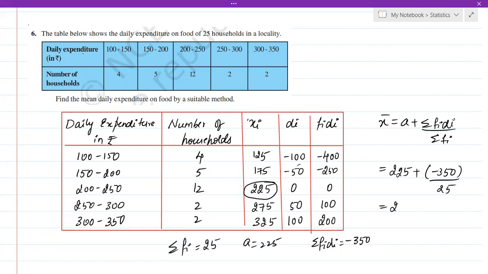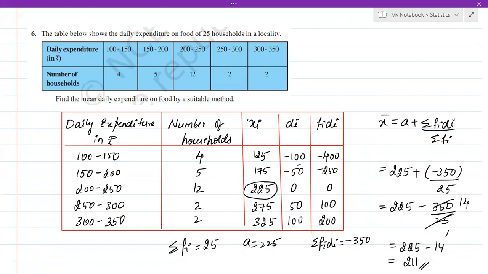Now plus 225 as it is, plus into minus is minus, so we get 350 by 25. So we can actually divide it. 25 ones are 25, 25 ones are 25, 10 gets carried, so it becomes 100. 25 fours are 100, so it becomes 225 minus 14, that becomes 211. So therefore the mean daily expenditure on food is 211.